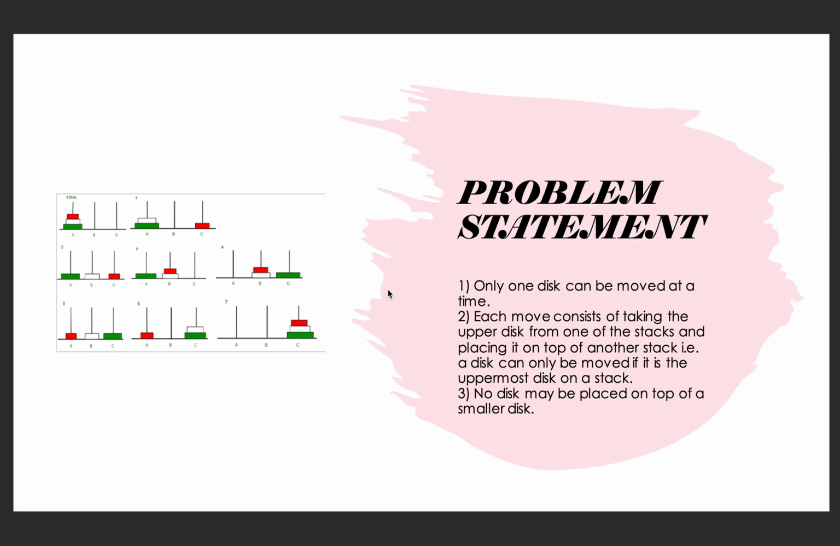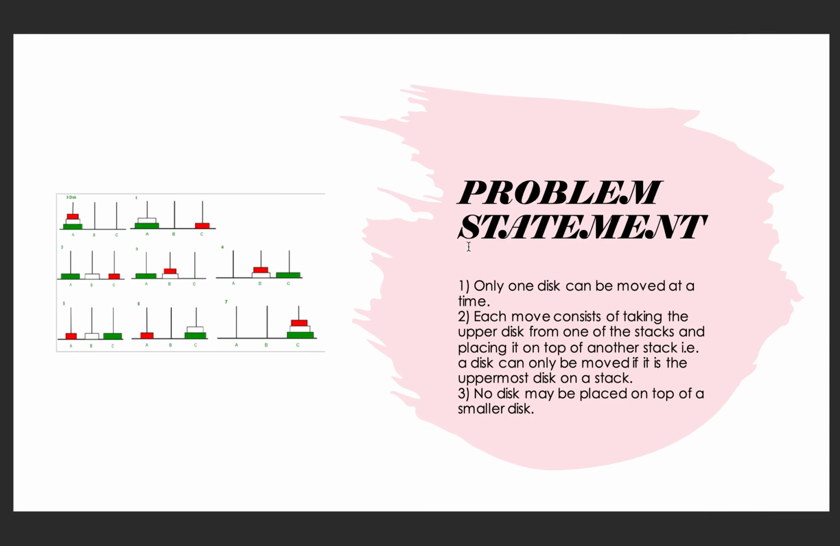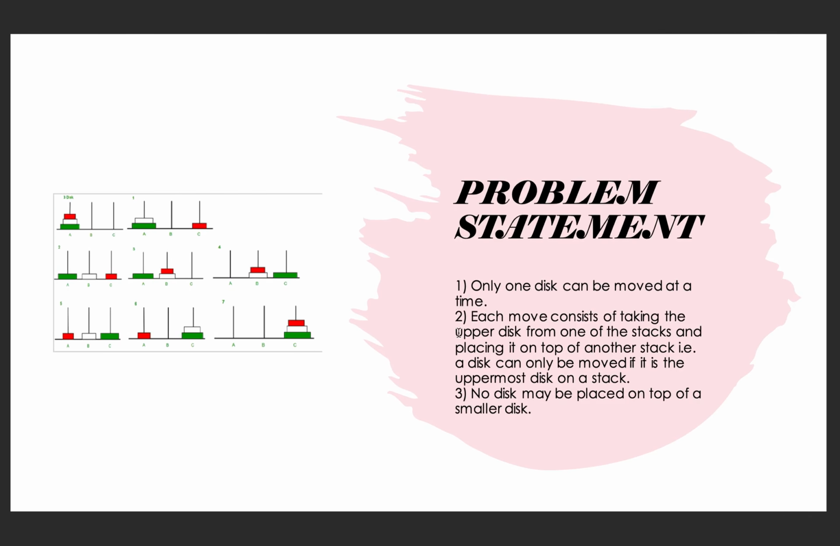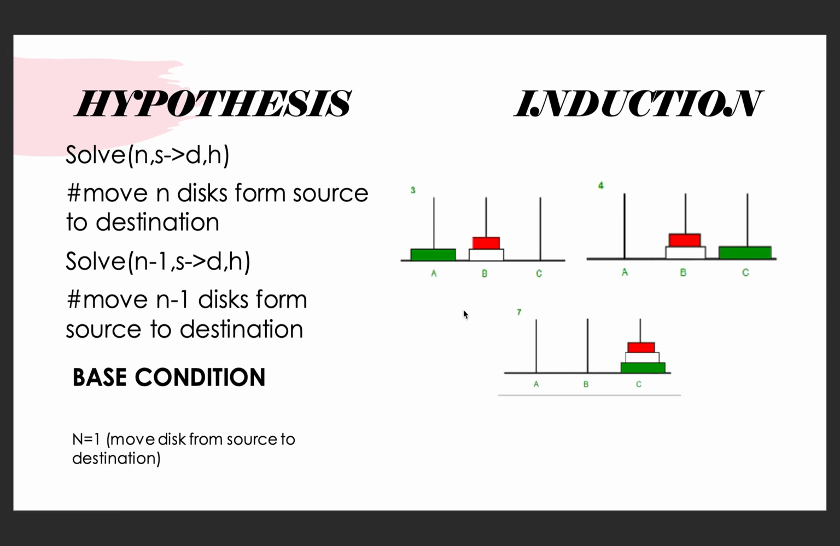Okay, so moving on, we've understood what the problem statement is, and we've understood how the hypothesis works. Let's move to the base condition. The base condition, as I said, is always the smallest valid input. In this case, you have to move one disk. If there is only one disk that you have to move, you can simply take it from the source and put it in the destination. So that essentially is your base condition.